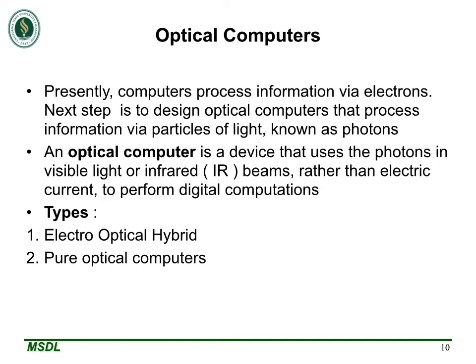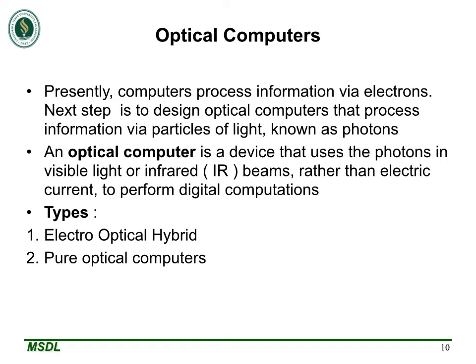Next we have optical computers. Optical computers are also known as photonic computers. Presently, when we talk about optical computing, we are actually referring to a fairly large amount of different and competing technologies. At its most basic, it refers to computing that uses light instead of electricity. Presently, computers process information via electrons, but the next step is to design an optical computer that processes information with the help of light.